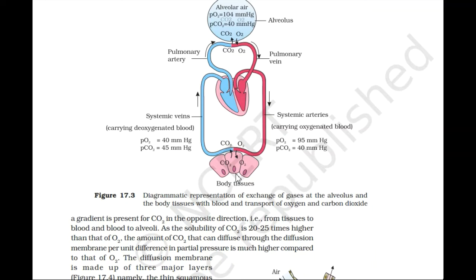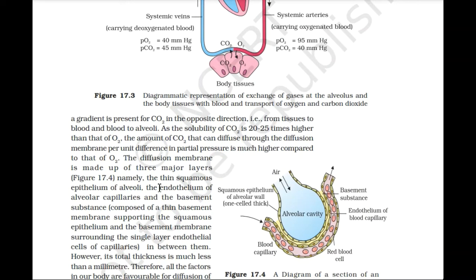So, from body tissue, CO2 is led into the systemic vein and oxygen from the systemic artery enters into the body tissue. The CO2 is carried by systemic veins to the pulmonary artery, entering the atria and ventricle. Through the aorta it enters into the pulmonary artery, and then exchange takes place with the alveolus and oxygen enters into the pulmonary vein, then the systemic artery, then again into the body tissues. You have to remember the sequence.